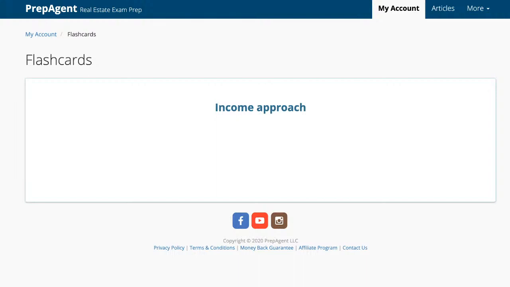So everybody write this down. It converts income into value. Looks like a lot of you guys already did. It converts income into value.